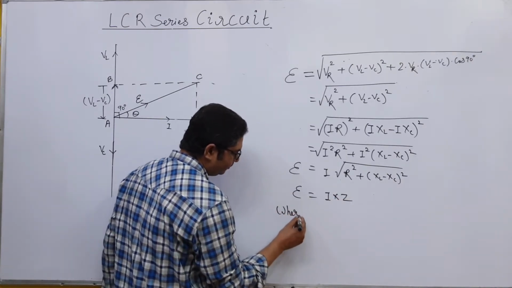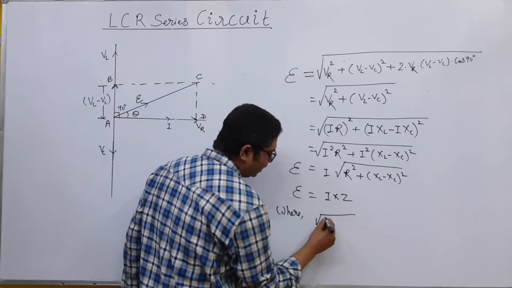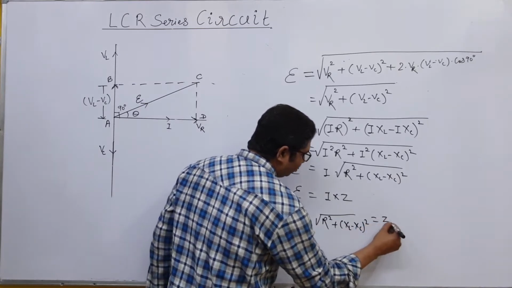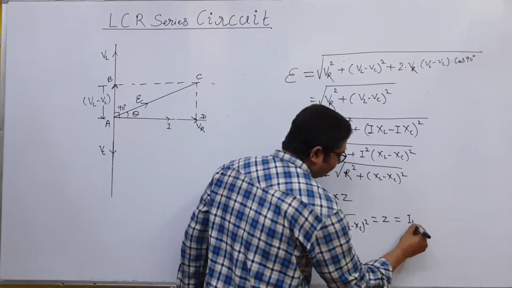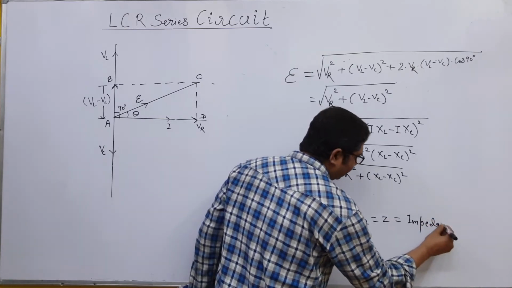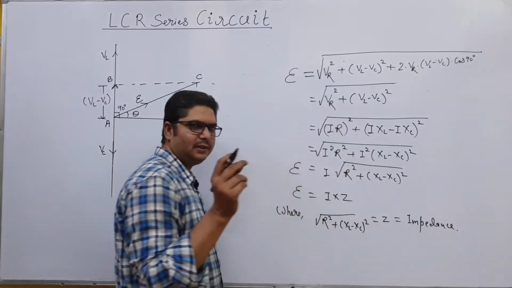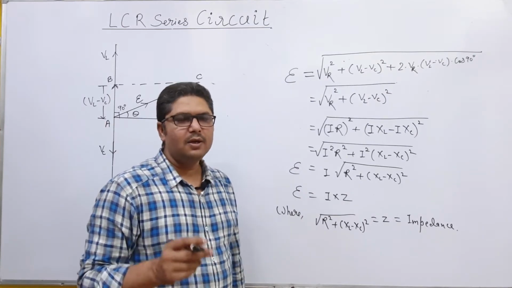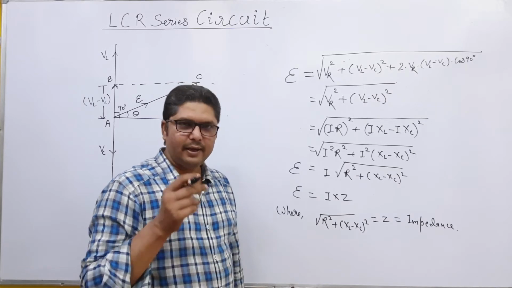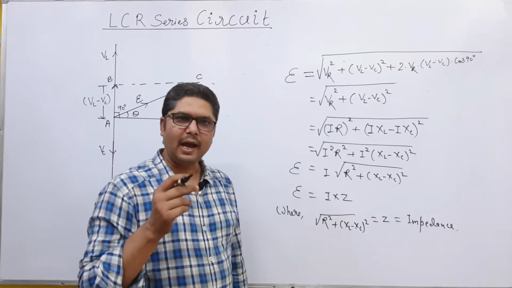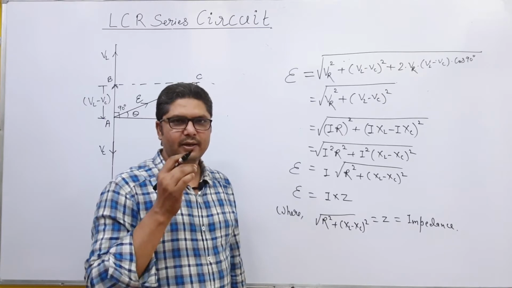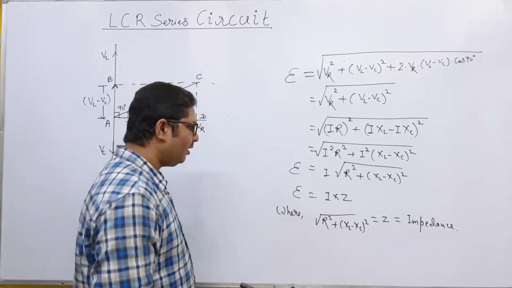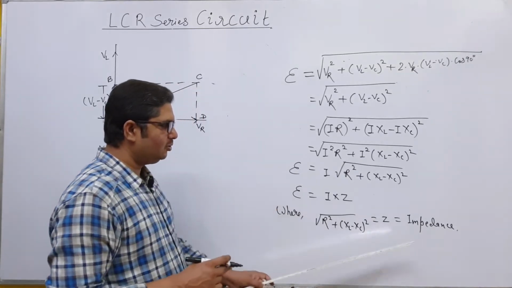where under root R square plus (XL minus XC) whole square equals Z, known as impedance. So what is impedance? Impedance is the resistance offered by resistance, capacitor and inductor, the combined resistance in a series LCR circuit. So here we have determined Z. Z is known as impedance.